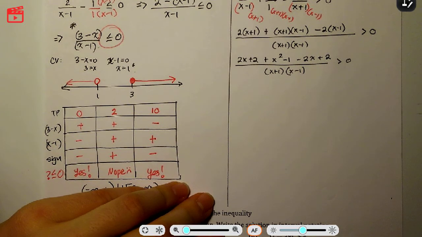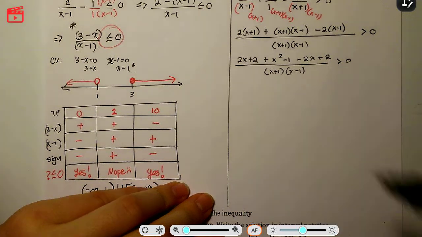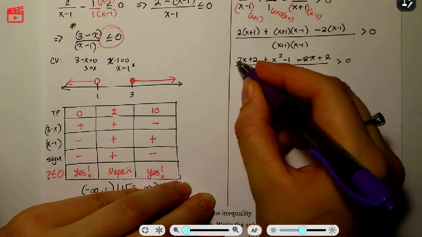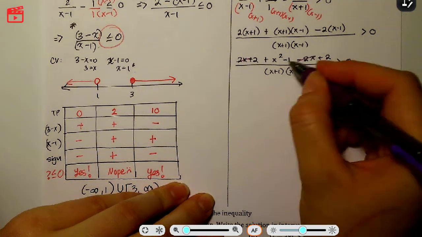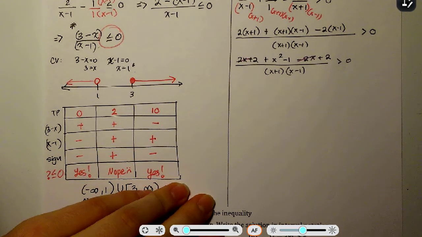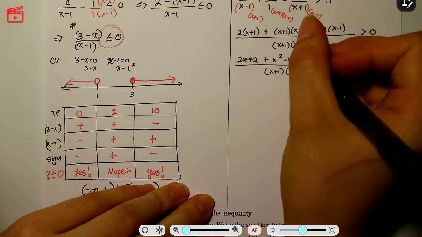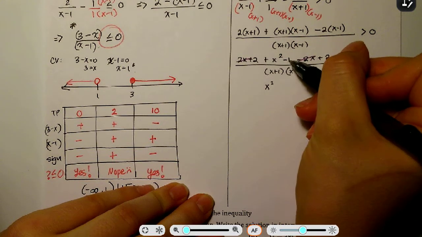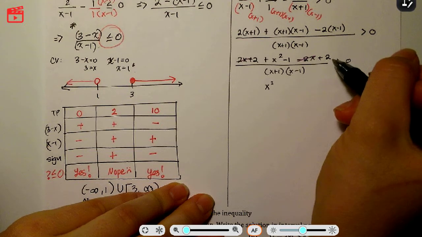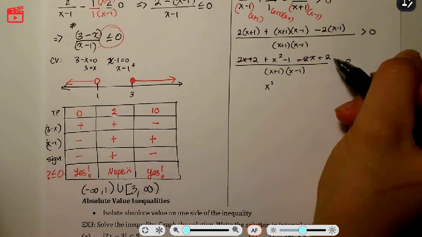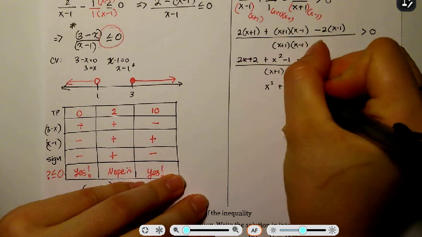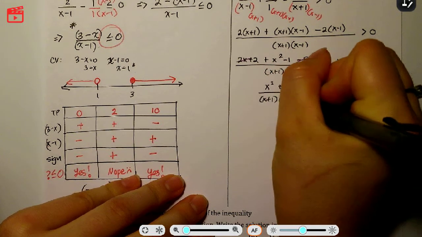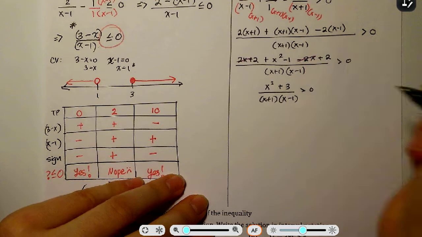Let's see, like terms. The x, those guys cancel. And the other ones stay the same, so we have on the top x squared, 2 minus 1 is going to be 1, and then plus 2 is going to be 3. So plus 3 all over x plus 1, x minus 1 greater than 0.